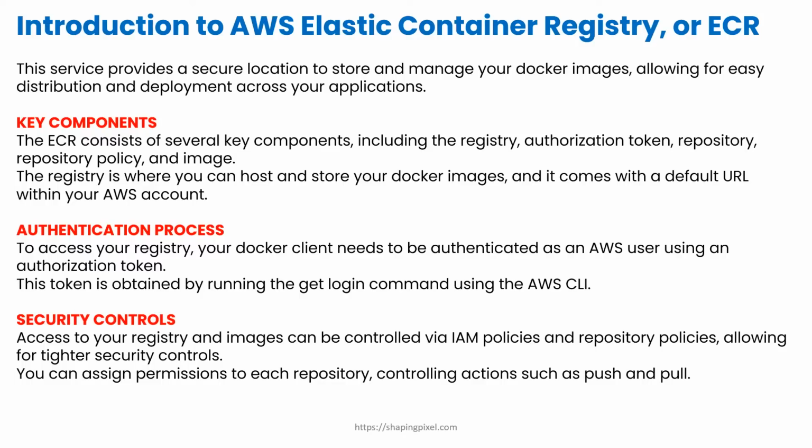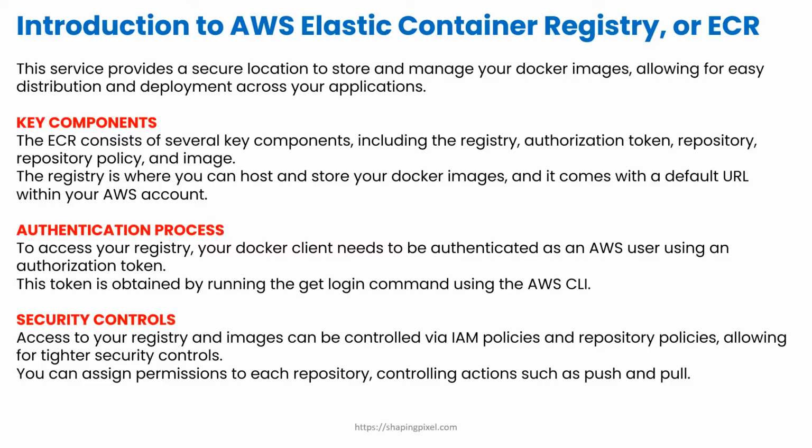So, introduction to AWS Elastic Container Registry, or ECR. This service provides a secure location to store and manage your Docker images, allowing for easy distribution and deployment across your applications. ECR consists of several key components, including the registry, authorization token, repository policy, and image. The registry is where you can host and store your Docker images, and it comes with a default URL with your AWS account.